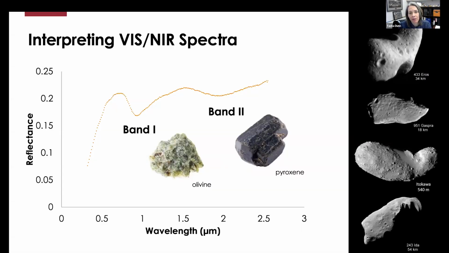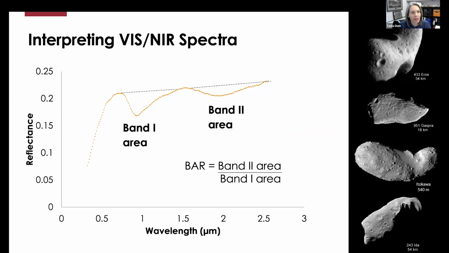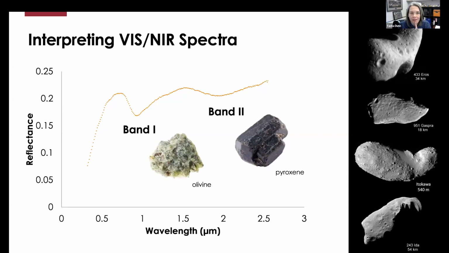Olivine and pyroxene are the two most common minerals found in meteorites and asteroids. Olivine has 3 absorption bands near 1 micron that form an asymmetric 1 micron feature. You can see that's labeled band 1. Band 1 moves to higher wavelengths with increasing FeO content. Oops, you got ahead of me there, Mike. If you can go back, yeah, thank you.